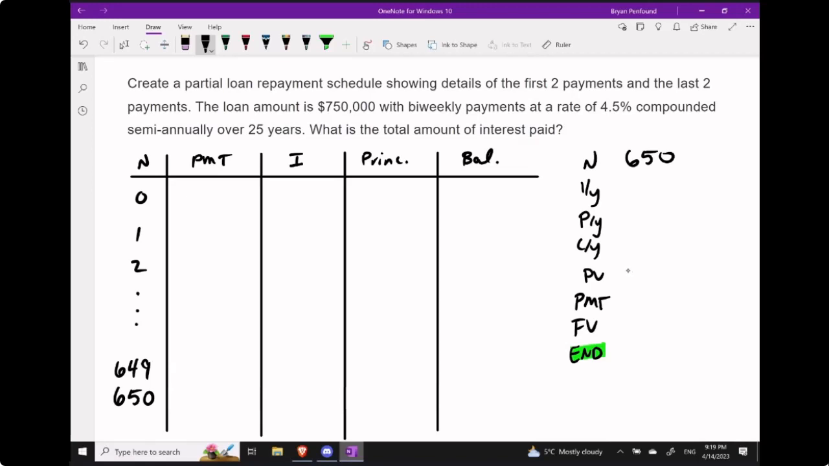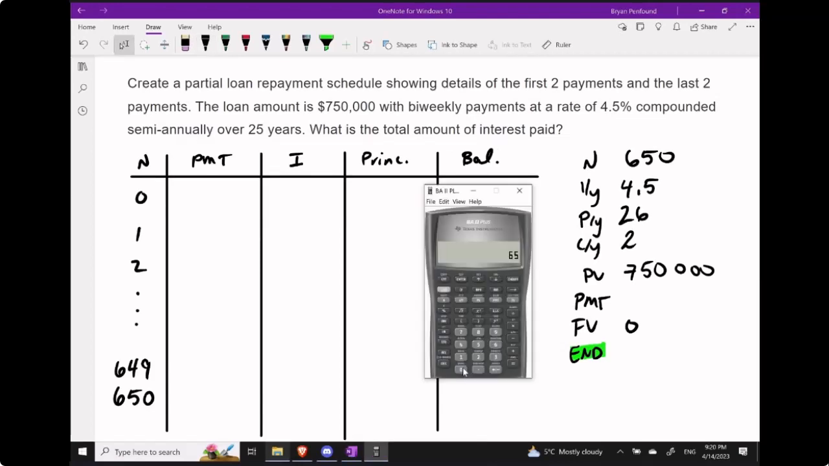So let's go ahead and utilize the calculator. We're going to input a couple parameters here to figure out what that payment size is going to be. I am going to assume here that we are working in end mode. We have bi-weekly payments, and we just need to calculate our payment size. Let's begin by programming in our 650 for n. We have 4.5 as our interest rate. We can go into the submenu and start programming in bi-weekly payments, and then scroll down and get semi-annual compounding in.